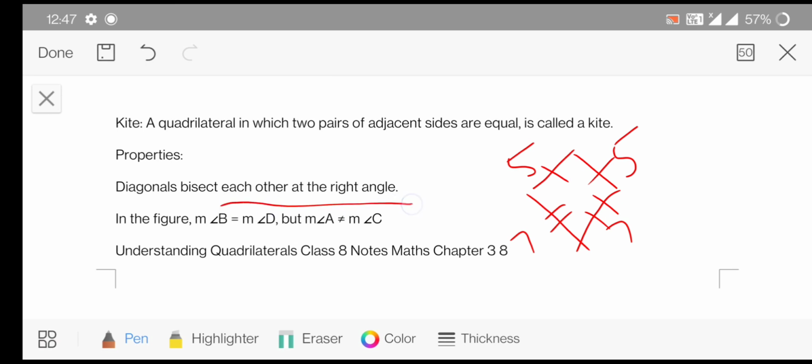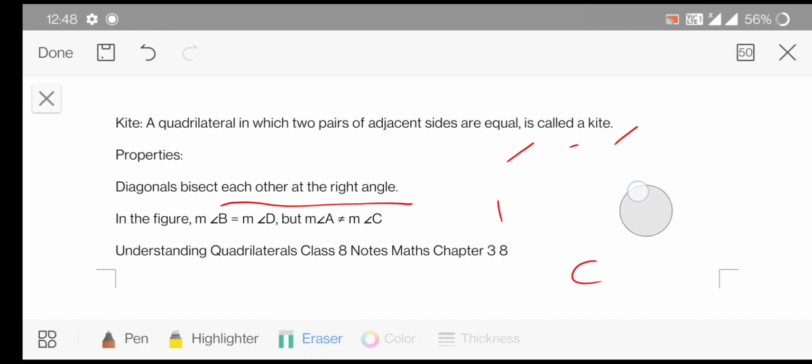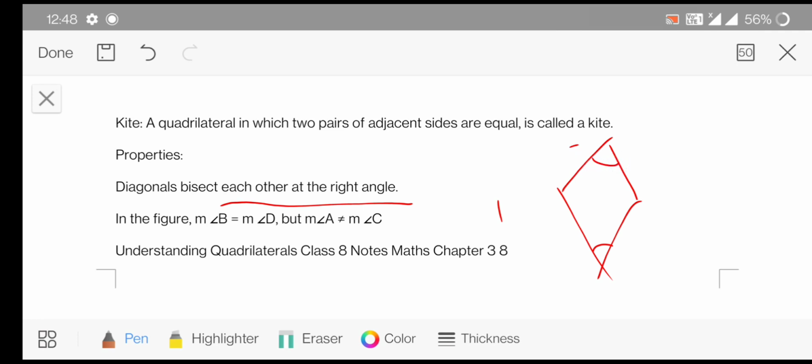Then diagonals bisect each other at a right angle, means these diagonals are bisecting each other at a right angle. Then next is the measure of angle B is equal to the measure of angle D. Let me show you here A, B, C, D. So these two angles are equal, whereas angle A and angle C will not be equal. Why will angle A and angle C not be equal? Have a look. Here you can observe these two angles and you will find that these are not the same. Okay, so these are the properties of a kite.